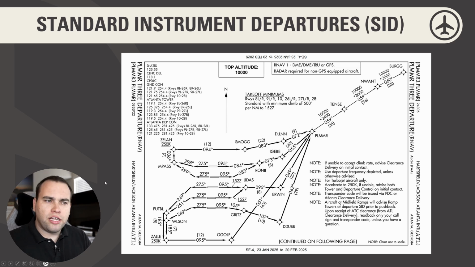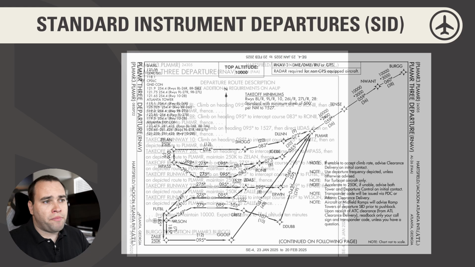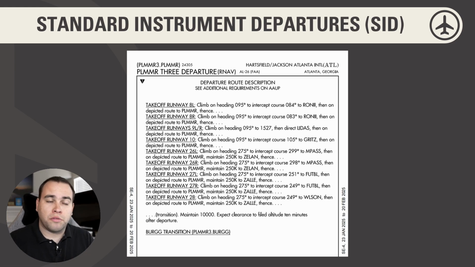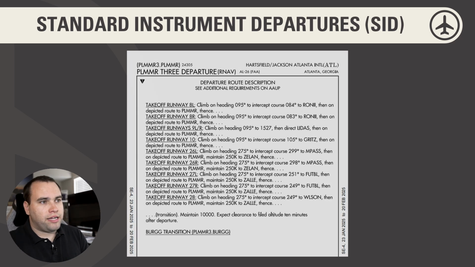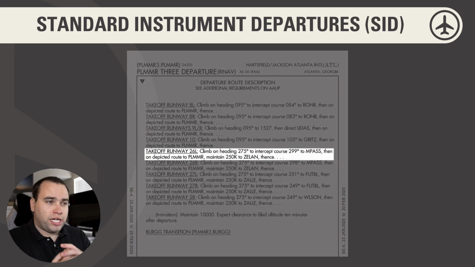So we need to go to page 2. You'll see here it says continued on following page. We'll go over to page 2, and this is going to give us our departure instructions based on which runway we're using. So if we highlight down here, 26 left, if we're going to take off 26 left, we're going to climb on a heading of 275 degrees to intercept course 299 to IMPASSE. Then on the depicted route to PALMER, maintain 250 knots. That's what the 250K means, to ZALEEN.